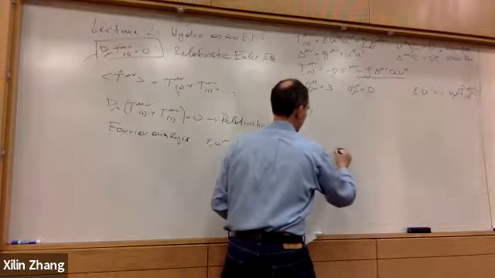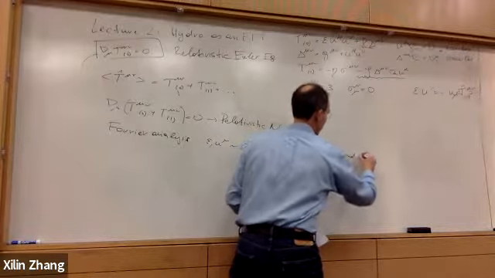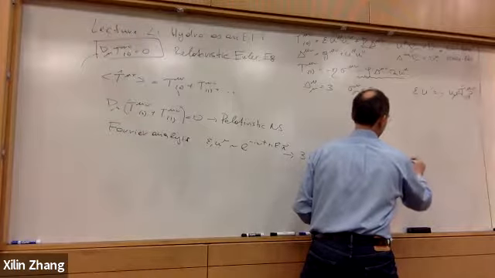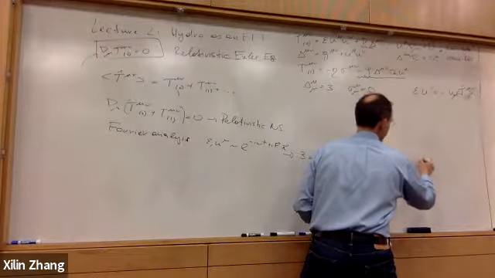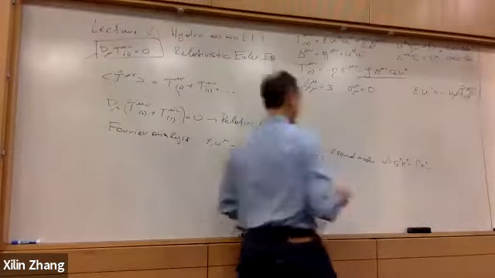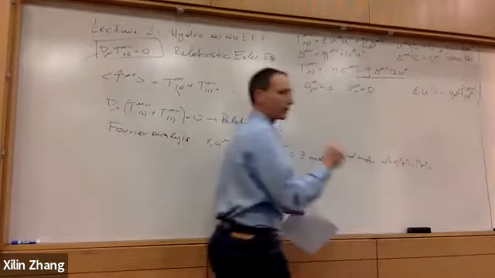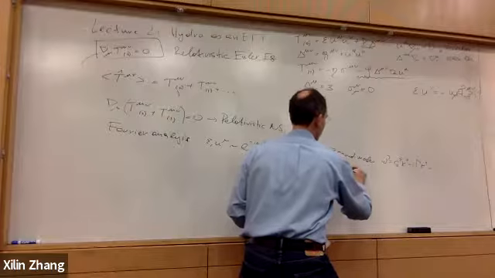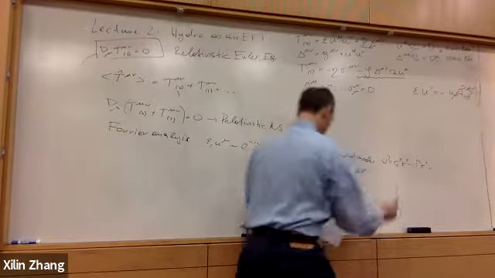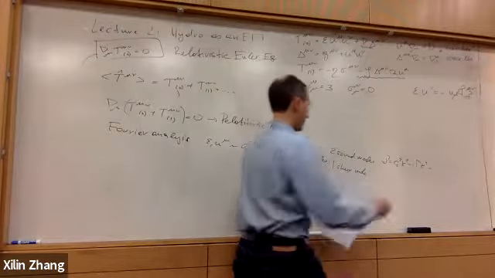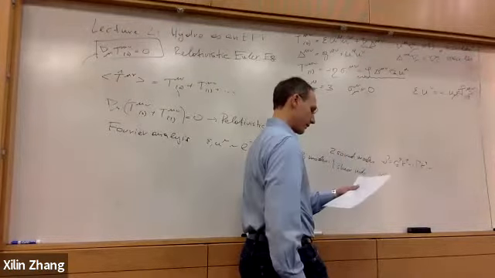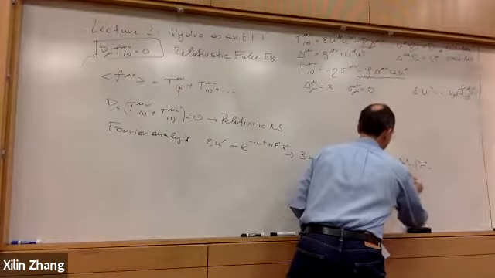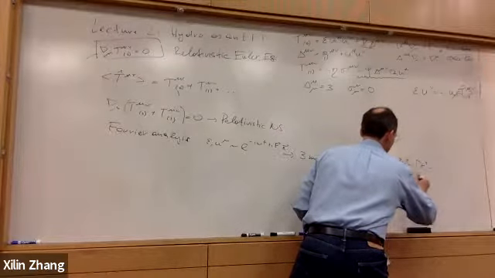There are 2 sound modes, which roughly go like ω^2 = c_s^2 k^2 - iΓk^3 something. And there are 2 because we have ω^2 equal to something, so they're plus and minus, so there's a left mover and a right mover. And there is 1 shear mode, which basically has the property that ω is given by -iΓ_η k^2.